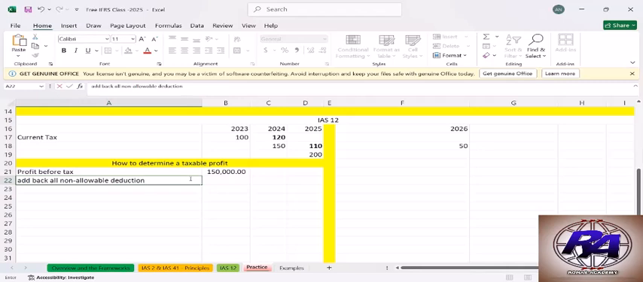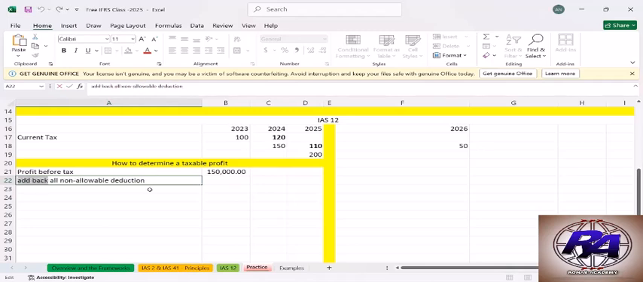So let me rather not use the word add. Let me say adjust. We adjust. That means there are some you add, there are some we will have to deduct. So we adjust this particular figure here with all non-allowable deductions. Okay, so this is deductions we have made, so we add back. So the add back is correct.